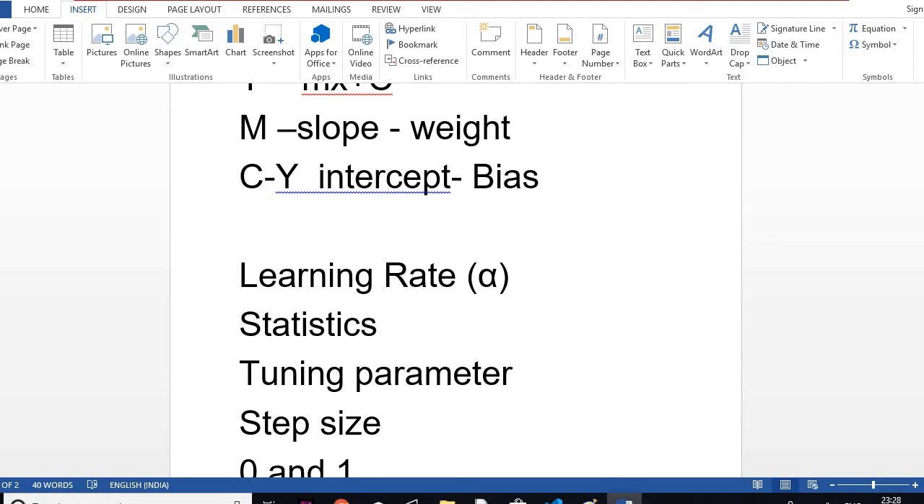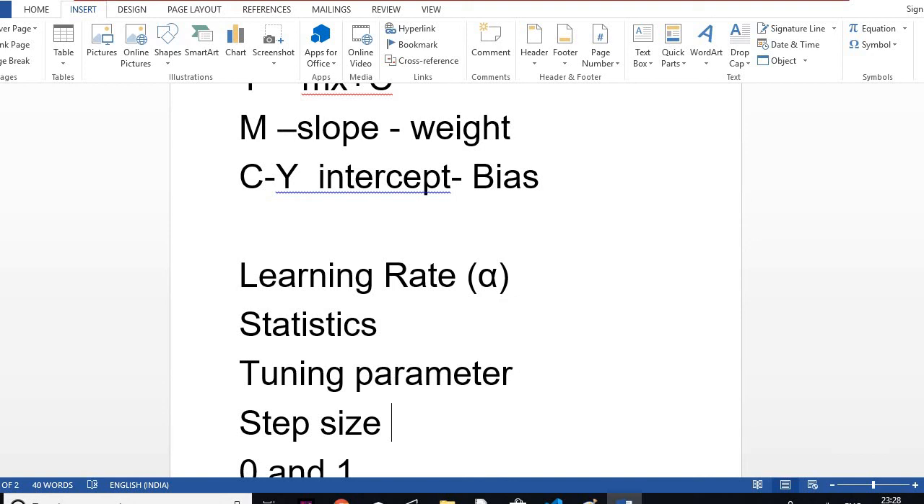So this tuning parameter determines the step size while moving towards the minimum of a cost function. That is learning rate, and it is denoted by the letter alpha. This step size is how many baby steps we take to reach the minimum of the cost function. The size of those baby steps, we call the learning rate.